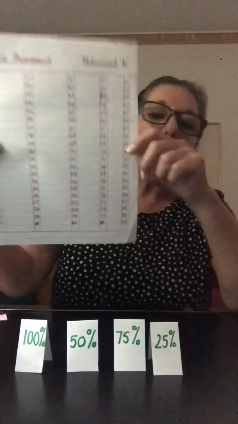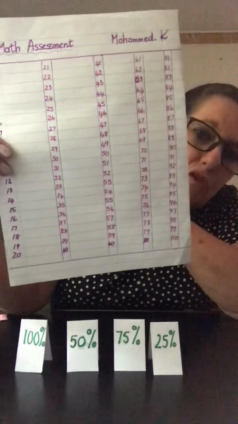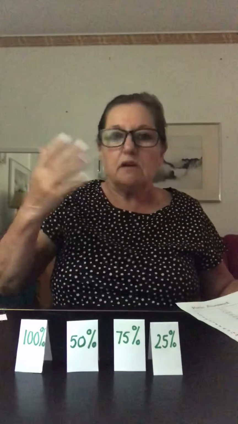Okay, so now let's think about it. Let's say you got 100%. So 100% would mean that you got all of them correct. You would get 100 out of 100. But let's say that you made some mistakes and you got 50% of them. Now, 50% would mean that you only got 50 of the 100 correct. So what would 50% of 100 be? It would be 50 because you got 50%.